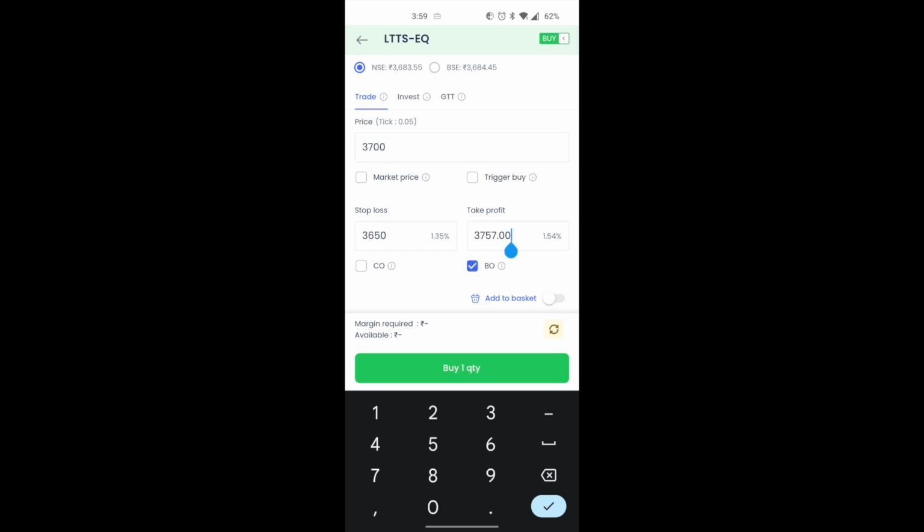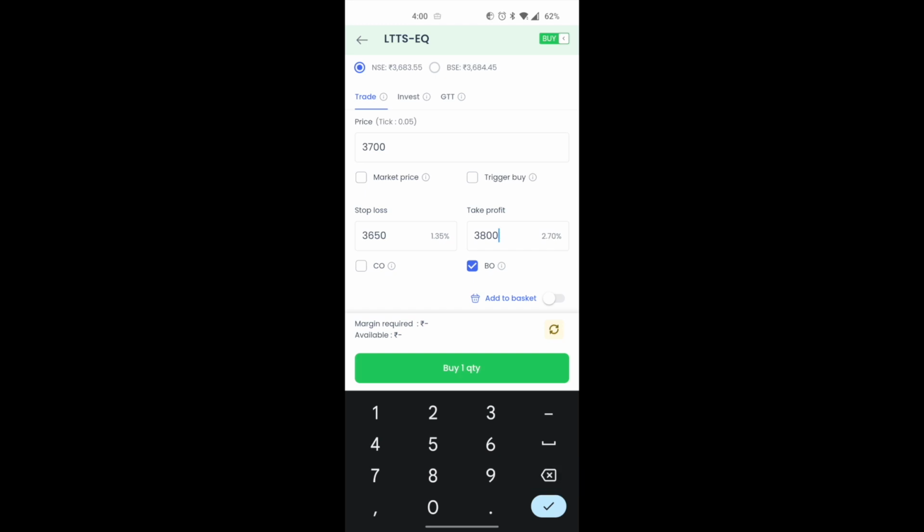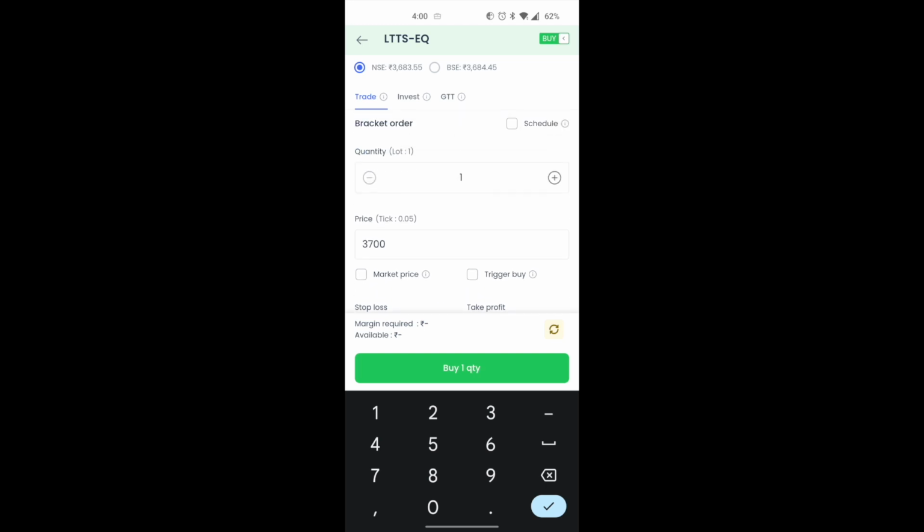So 1.35% you have kept for stop loss, then you can keep at least, let's say, 3,800, which is 2.7%, and 100 points for your risk reward ratio. If you want to keep it for 3,900, it will give you a 1:3 risk reward ratio, or 5.4% the stock has to move from here. So this is how you can keep trade orders.